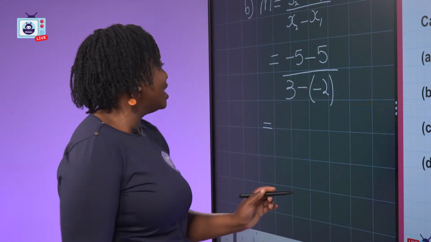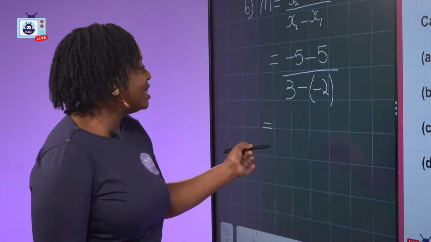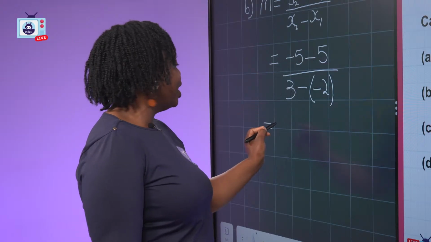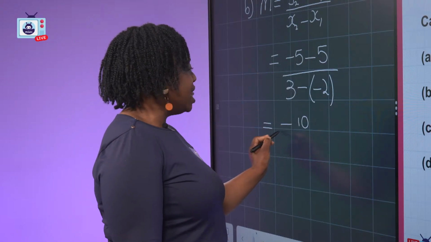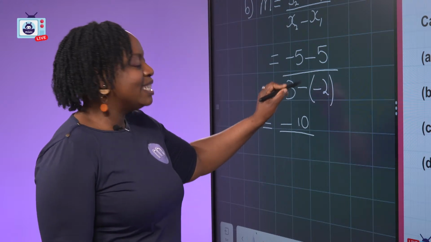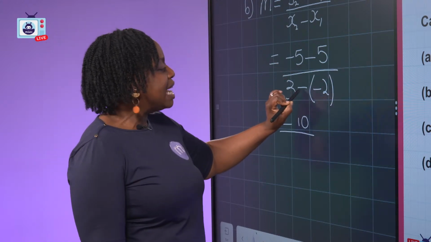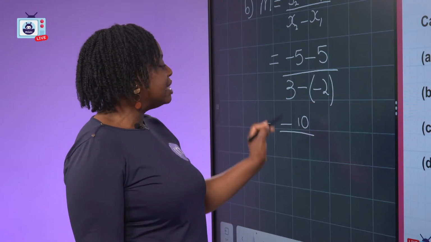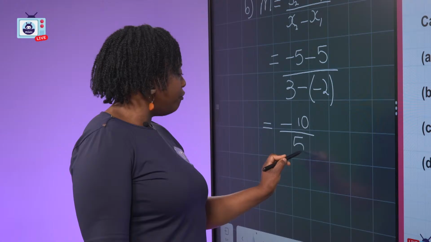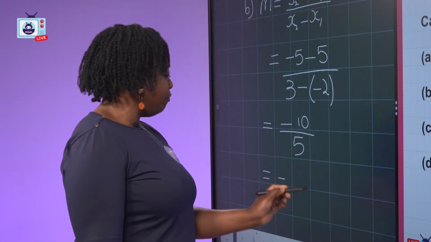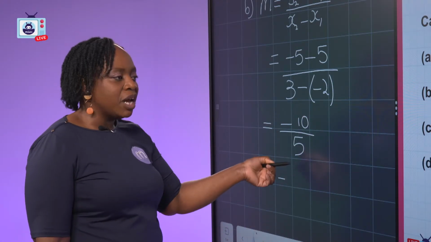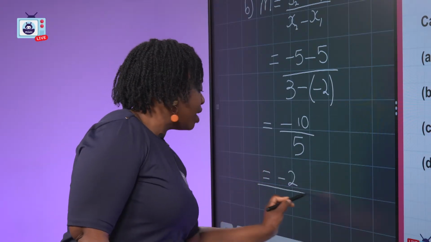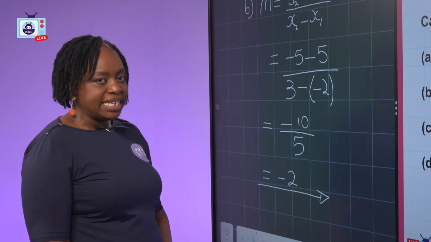Don't leave the people's surname there. Ensure that you write the surname there, which is minus 2. So a negative 5 minus 5 will be a negative 10. And then we have 3 minus minus 5. Remember, a negative times a negative will give us a positive, so that will make it an addition. Then we'll have 5. We keep the negative because it's 1. And then 10 divided by 5 will give us 2. So our gradient, therefore, will be a negative 2.